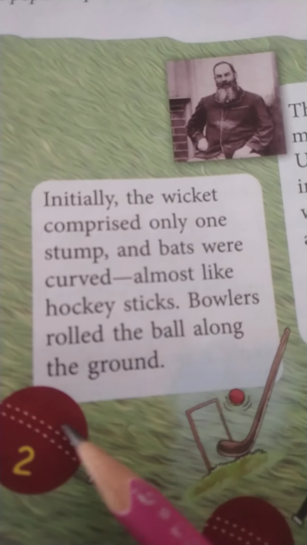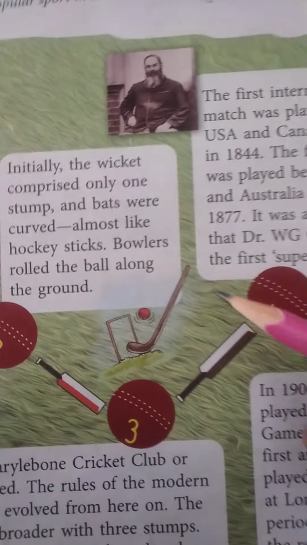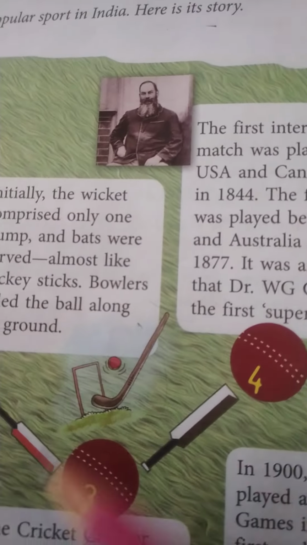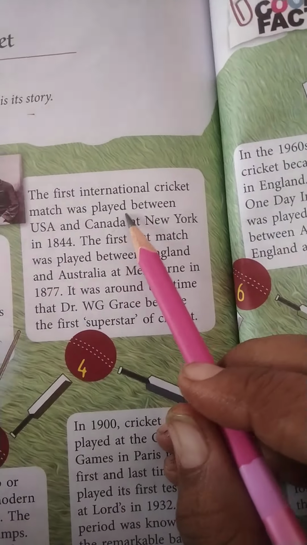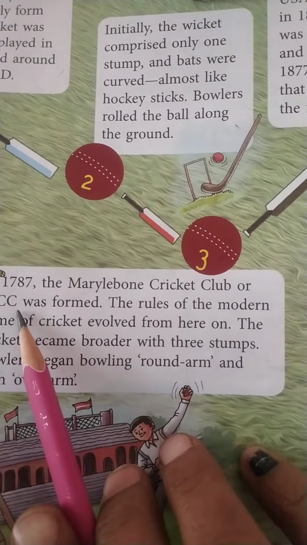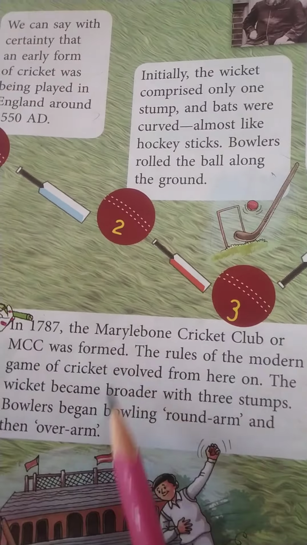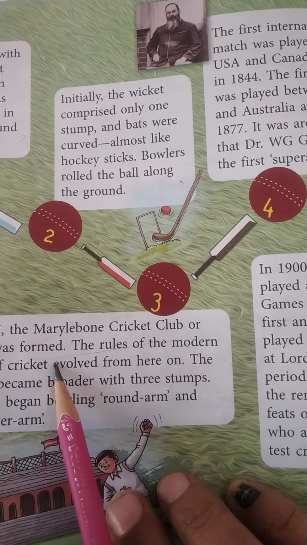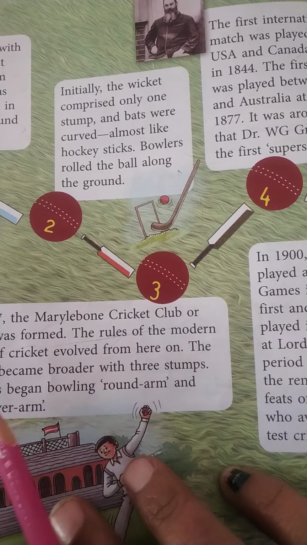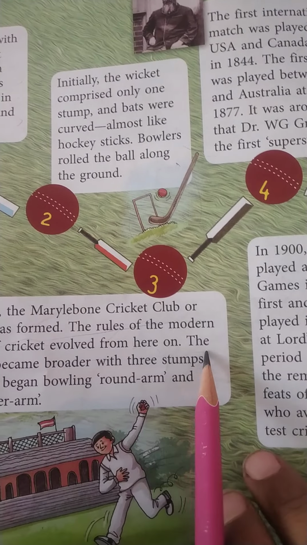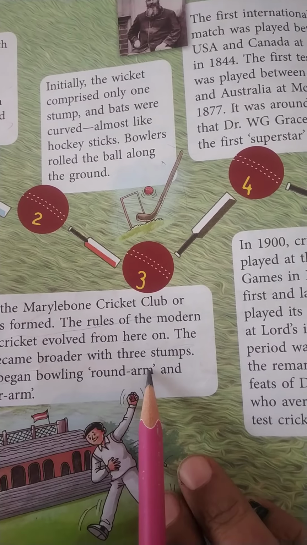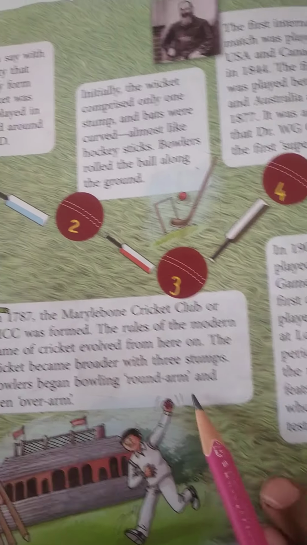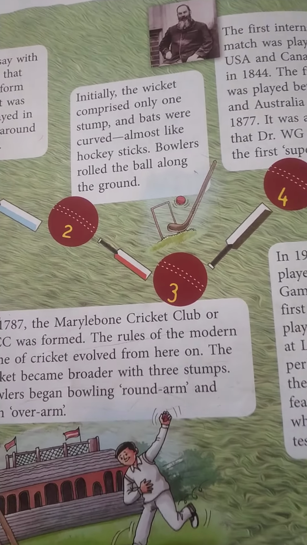Bowlers rolled the ball along the ground like this. You can see in this picture. Now the third fact. In 1787, the Marylebone Cricket Club or MCC was formed. The rules of the modern game of cricket evolved from here on. The wicket became broader with 3 stumps. Bowlers began bowling round arm like this and then over arm.